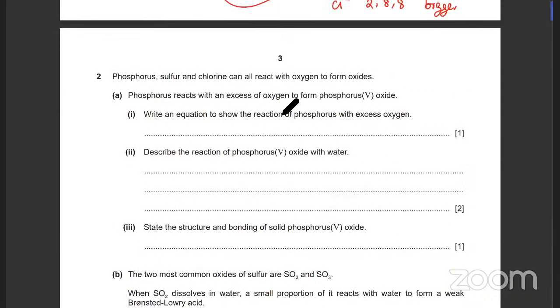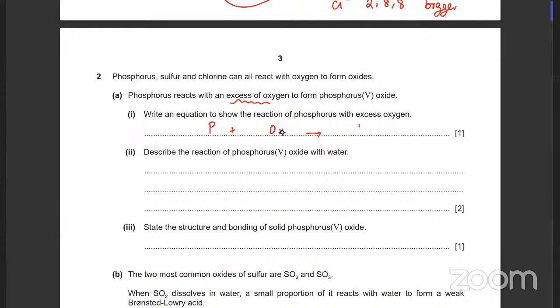Okay, we've got phosphorus, sulfur, and chlorine can all react with oxygen to form oxides, and phosphorus reacts with oxygen to form phosphorus(V) oxide. So write the equation, that's easy, P plus O2. What is the formula of phosphorus oxide when it reacts with excess oxygen?